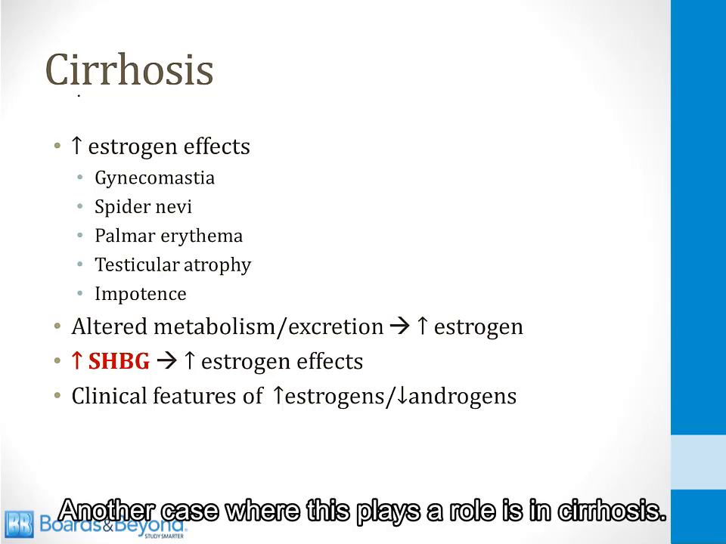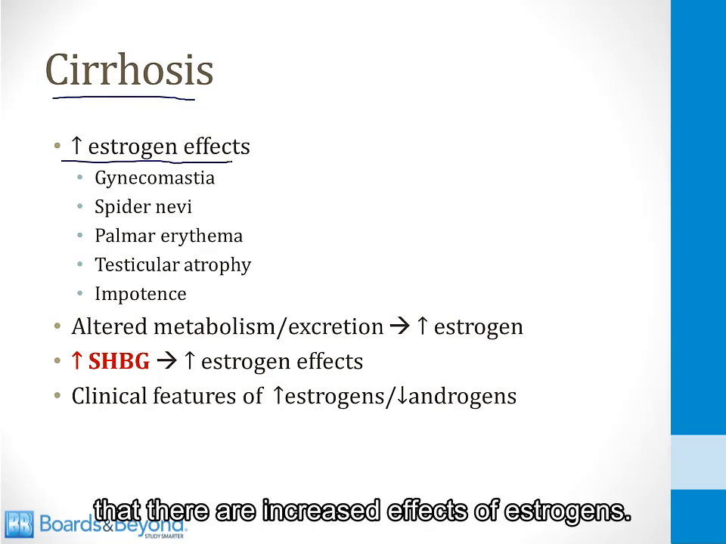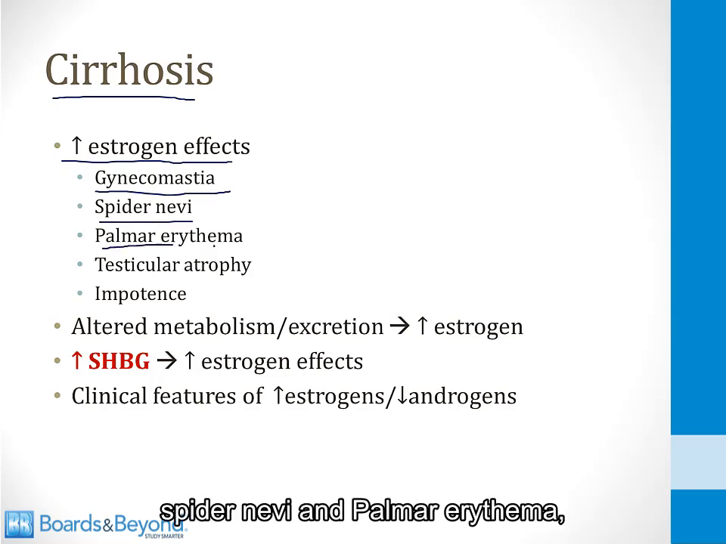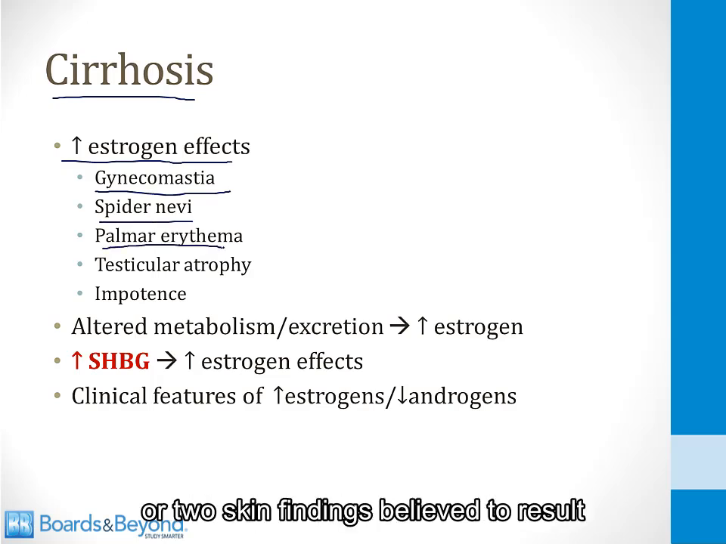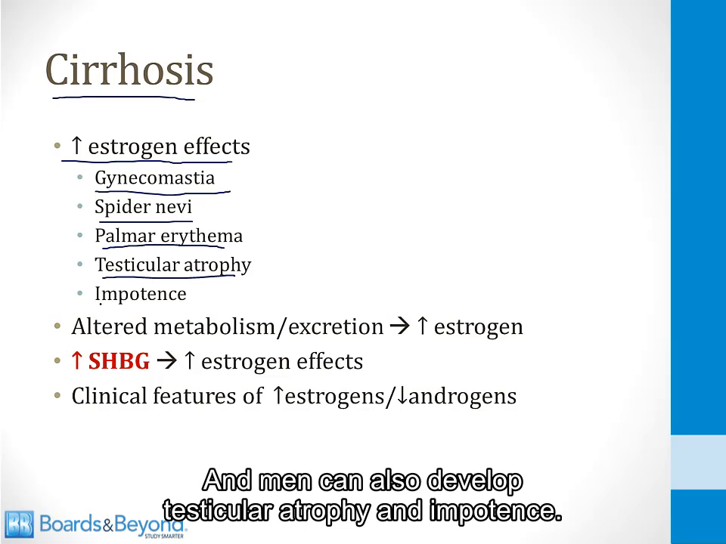Another case where this plays a role is in cirrhosis. In cirrhosis, it is well described that there are increased effects of estrogens. Men can develop gynecomastia. Spider nevi and palmar erythema are two skin findings believed to result from high estrogen effects, and men can also develop testicular atrophy and impotence.